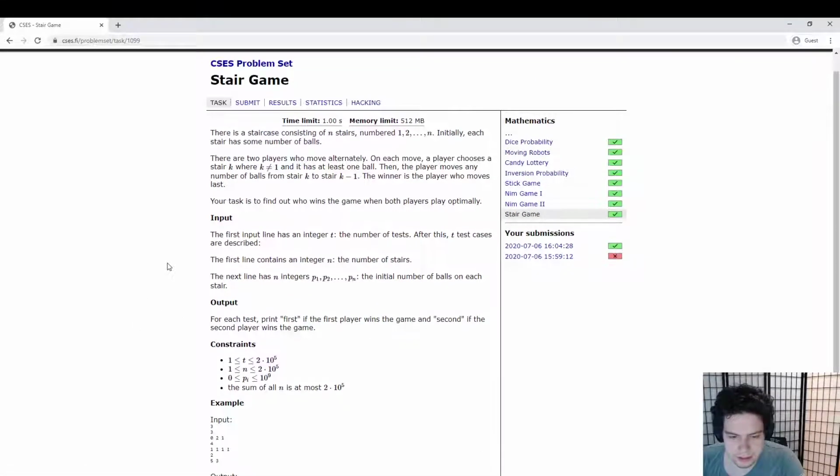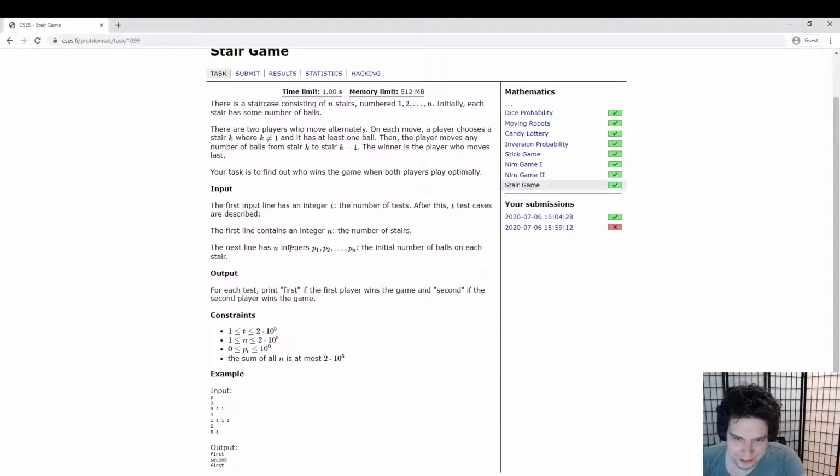So how do we do this? The first thing to note is that they give you how many balls are in the first stair, but it doesn't matter at all. All those balls are already dead. They can never move. So that's easy to see.